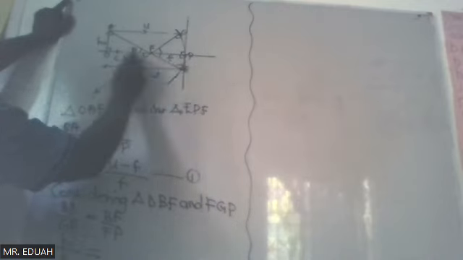We have DE, which is the same as BP. This is V, BP is V, and FP is F. What will be BF? V minus F. Exactly. So this is V minus F over FP, which is F. So we have equation 2. Let me underline it.